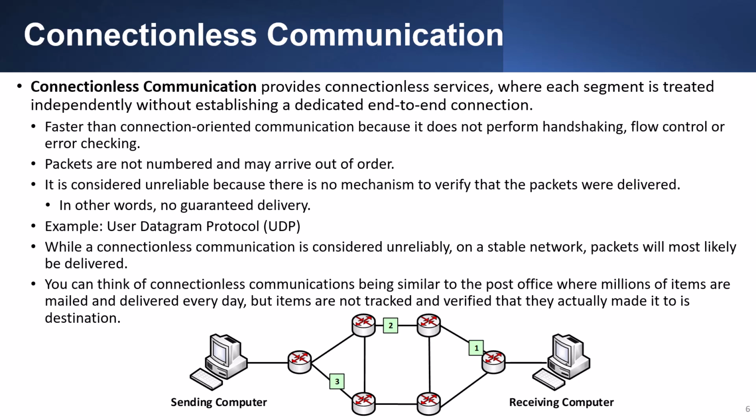While connectionless communication is considered unreliable, on a stable network, packets will most likely be delivered. You can think of connectionless communication as similar to the post office, where millions of items are mailed and delivered every day, but items are not tracked and verified that they actually made it to their destination.